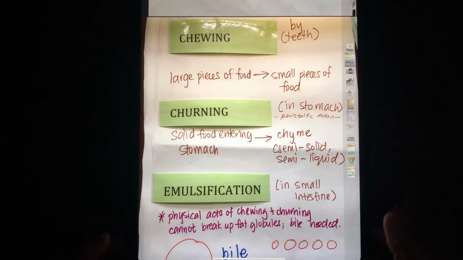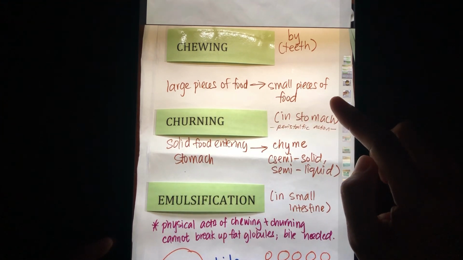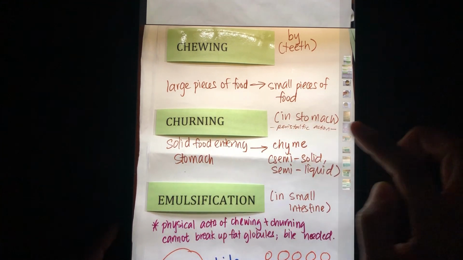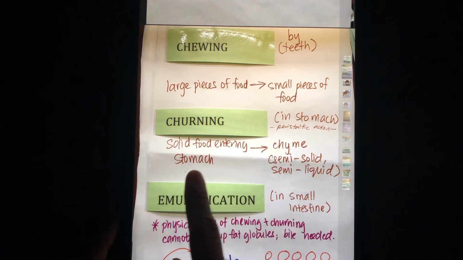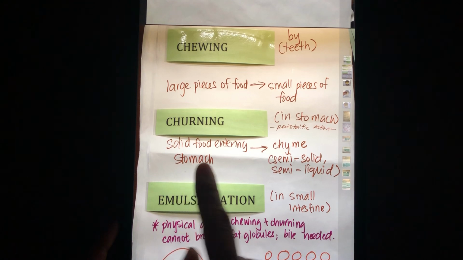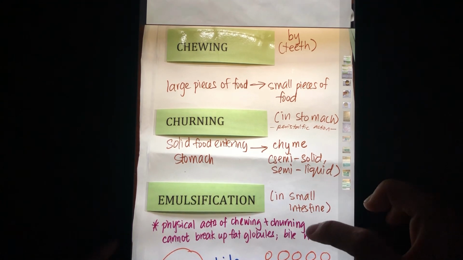Chewing is done by the teeth, which break down large pieces of food into smaller pieces. The churning takes place through peristaltic action in the stomach. The solid food that enters the stomach from the mouth becomes chyme, which is semi-solid or semi-liquid.